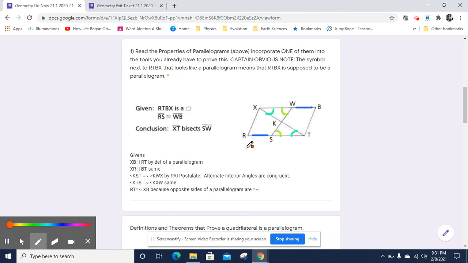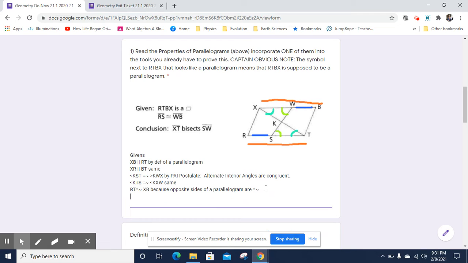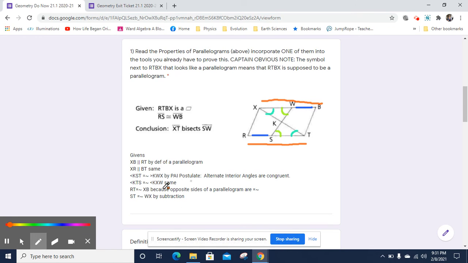Now, once we've established that, we're in pretty good shape. So what we've just established is this is congruent to this. And we know that this and this are congruent, so we can now prove that ST and WX are congruent. We can do that by subtraction. So ST is congruent to WX by subtraction. And once we have that, we actually can prove those two triangles are congruent. So I'm going to do this. This and this are congruent. So now we can say that SKT and WKX are congruent by angle side angle.